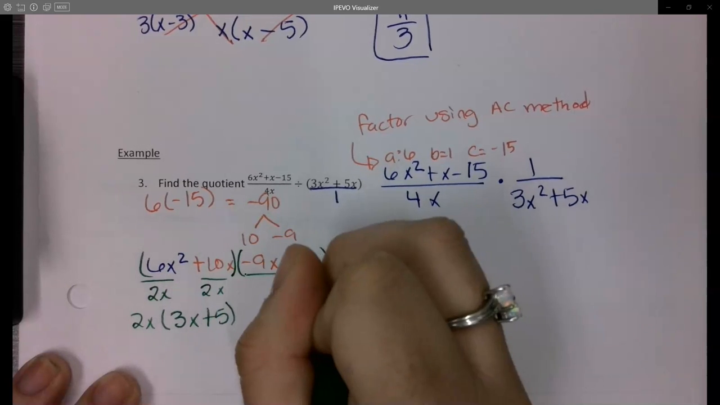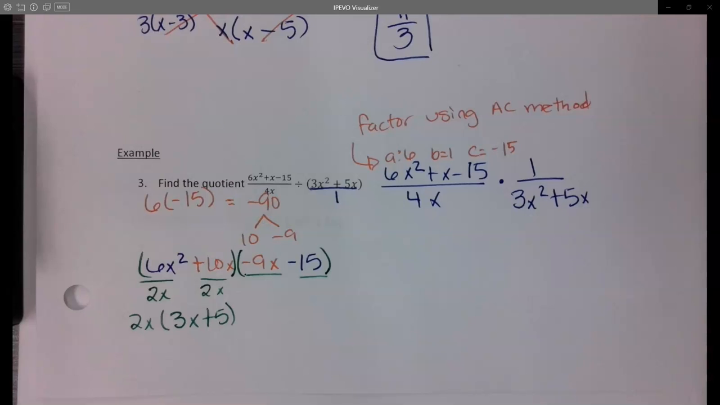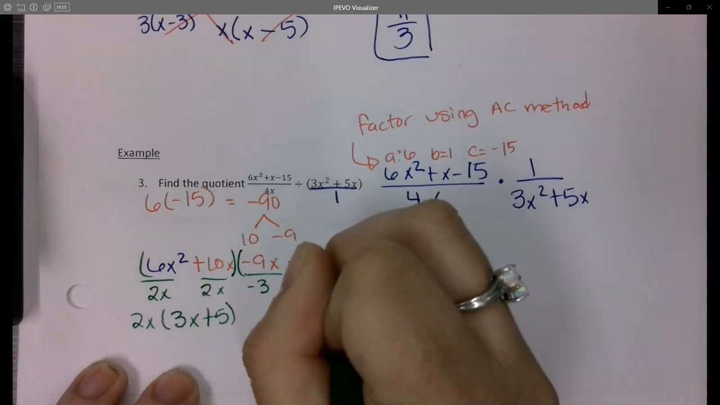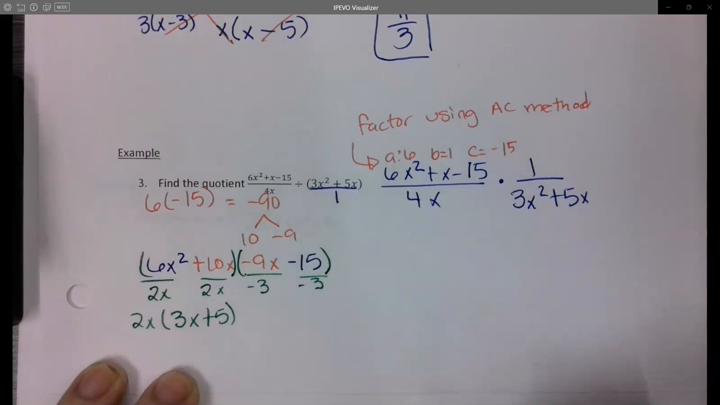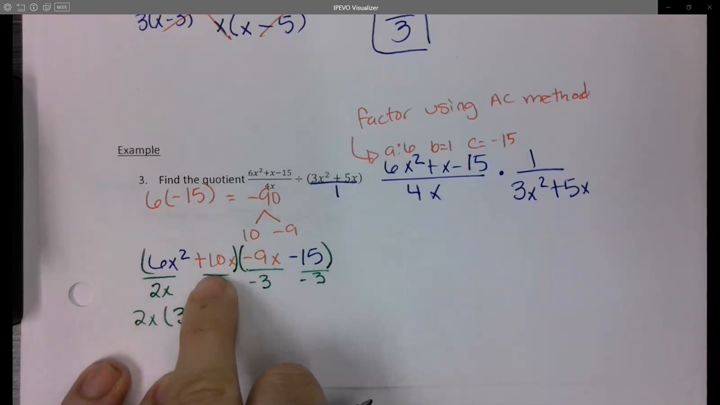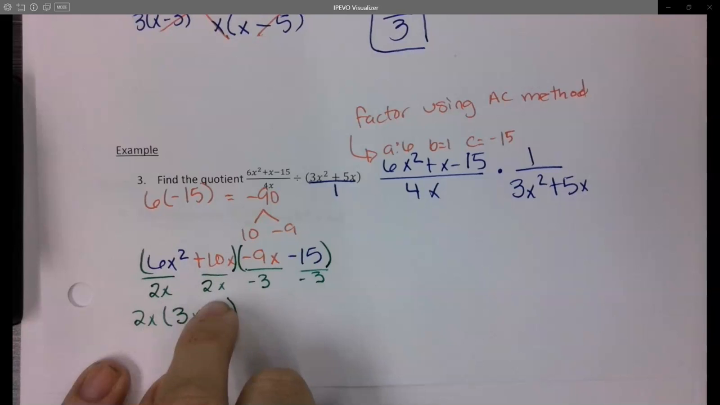On my second group, what divides negative 9 and negative 15? I'm going to make it a negative 3 just to make that coefficient positive. 6 and 10 are even, so I just divided them both by 2. Because I'm looking for what numbers divide them both.